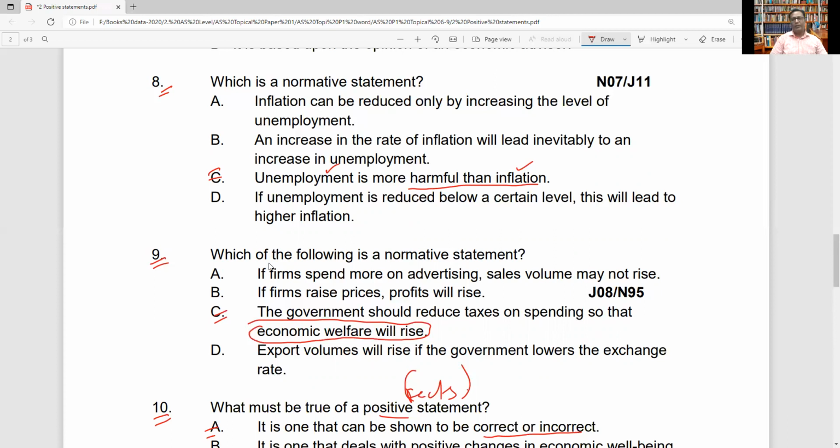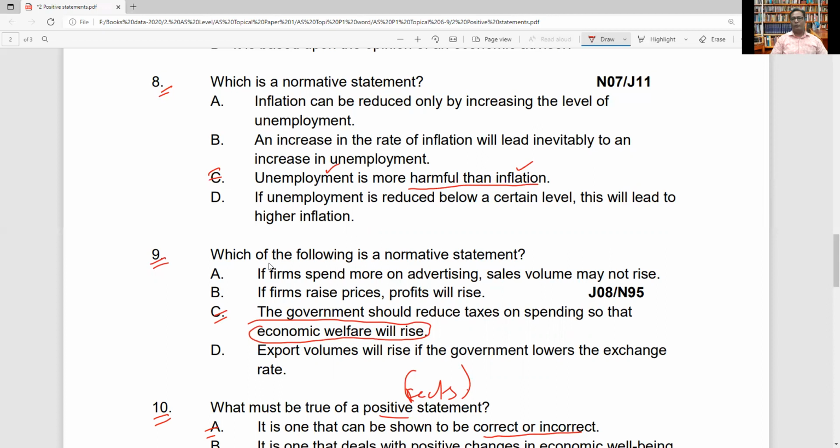It might be my opinion. In your opinion, it might be different. You might be thinking that because you have a job, inflation is not very harmful. The person who is unemployed would be thinking that unemployment is more harmful. The person who has a job will be thinking that inflation is more harmful because he already has a job. So it is the opinion of a person.